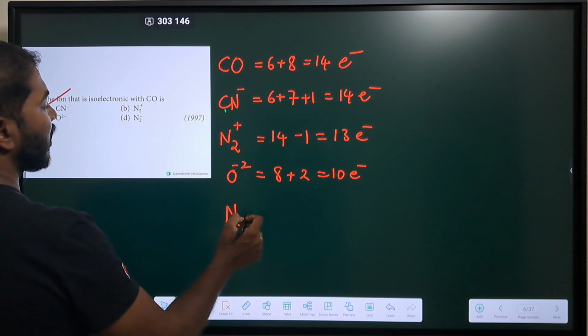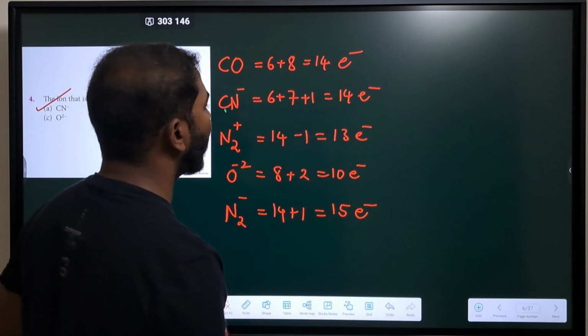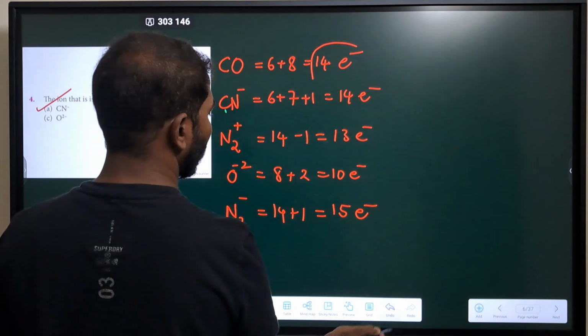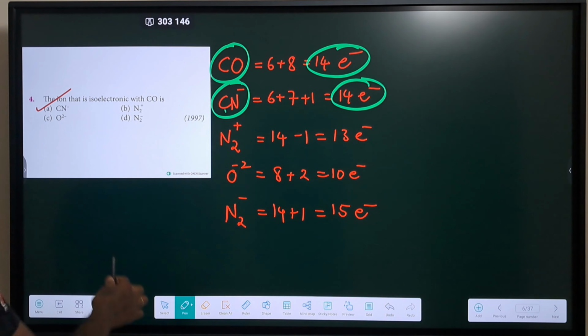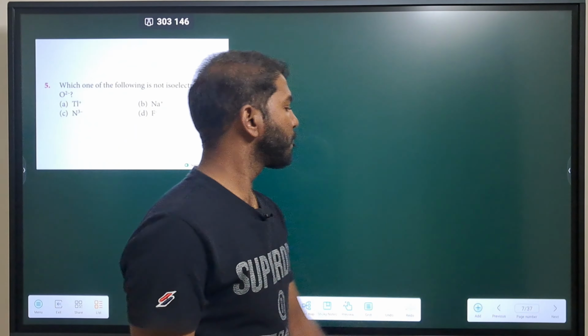And then next is N2 minus: one nitrogen has 7, 2 nitrogen has 14, and then minus 1 means plus 1, so altogether 15. Okay, right. So it is matching the first two. The first, CO and CN minus, have got 14 and 14 electrons. So obviously that will be the answer. Okay. Next, let's move on to the next question.